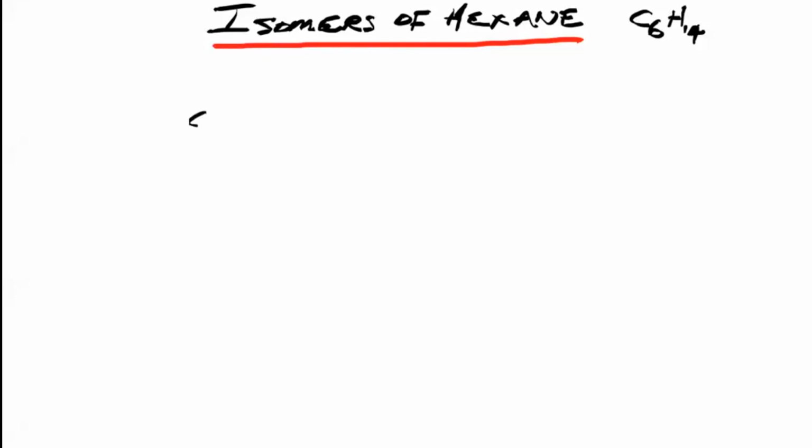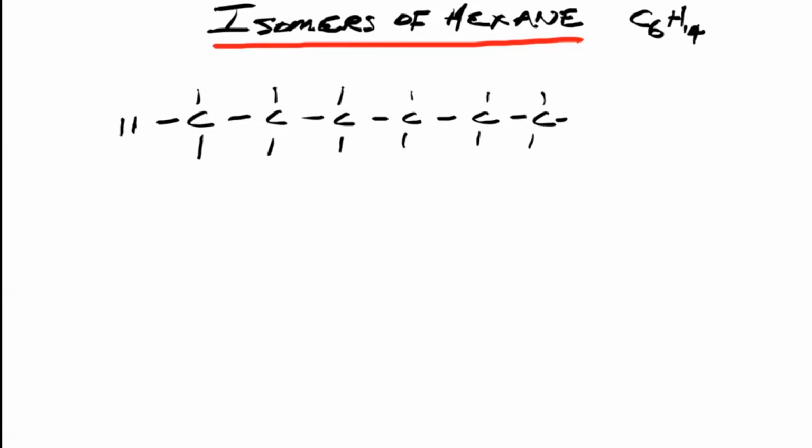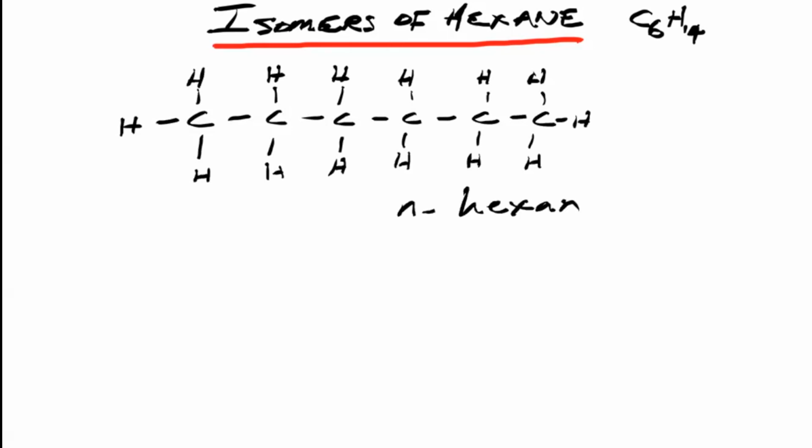It has 6 carbons, 1, 2, 3, 4, 5, 6, and they all are adorned with their hydrogens. It's a saturated compound. No carbon-carbon double bond or carbon-carbon triple bond. So we would call this n-hexane. We have a few more ways that we can represent this. It's like playing with Legos.